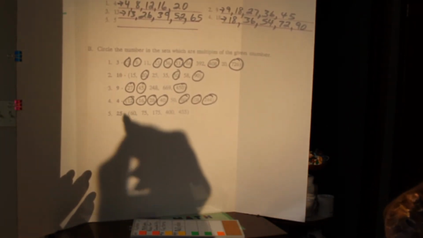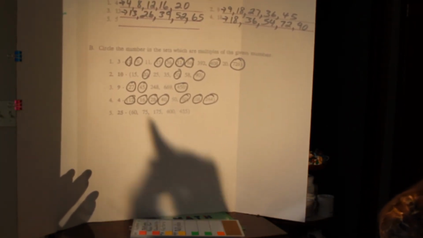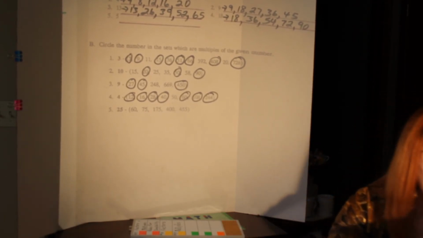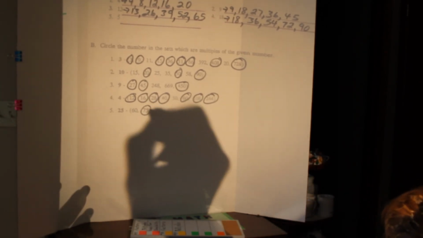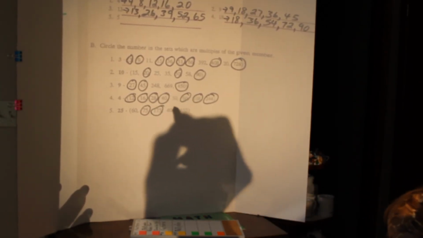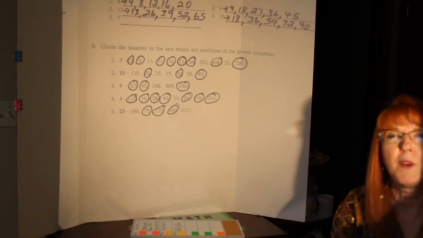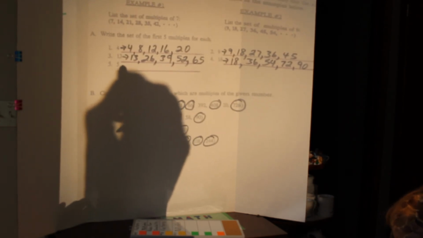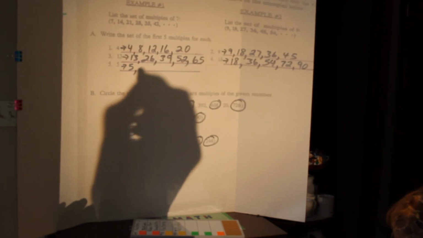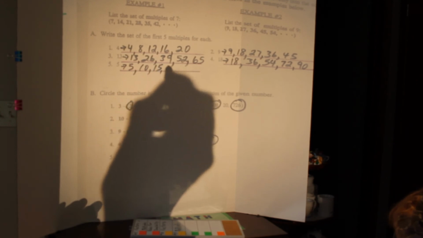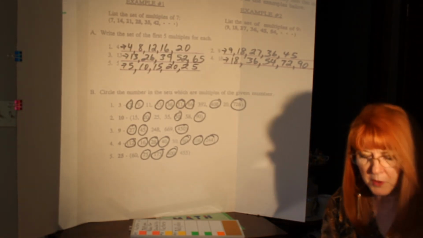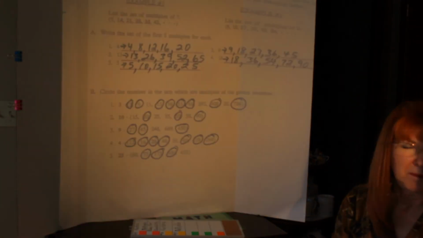Now 25. Obviously 60 is not going to go. 25 would be like having a quarter. If you have 2 quarters, you have 50 cents. If you have 3 quarters, you have 75 cents. So 75 will work. 175 will work. 400 will work. 455 will not. We missed one up here: 5. That one's easy. 5, 10, 15, 20, 25. Multiples, fairly simple. That's the end of lesson 19.